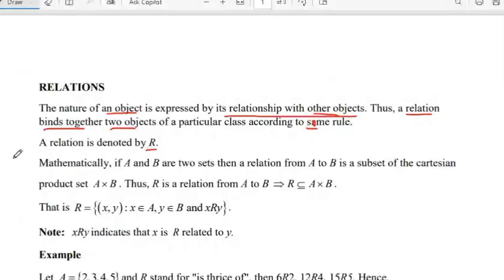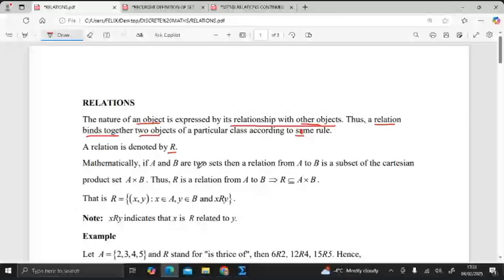Mathematically, if A and B, that is why we talked about sets last time, and it was very important to have a reminder of what sets are. Look at even the Cartesian product. We talked about the Cartesian product, and you can see in this case it is coming in handy. So it is important that you have that at your fingertips.